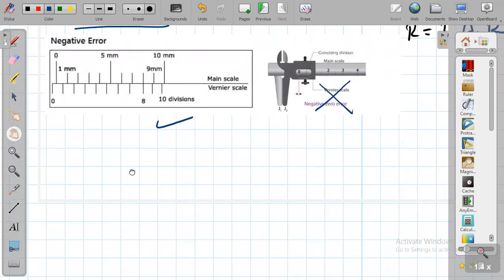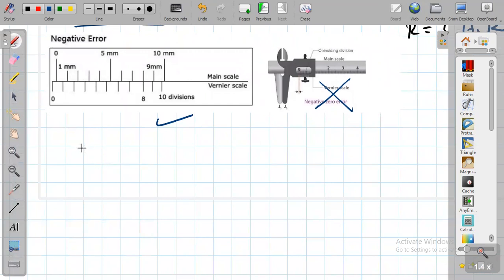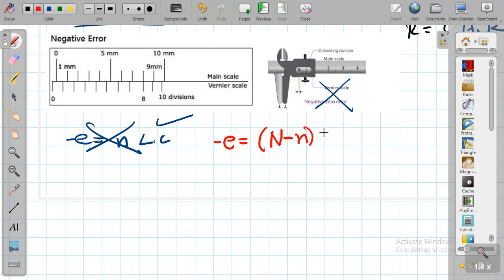The zero error calculation formula for negative zero errors is as follows. You can't take it like the previous reading, n times least count. If you use that for this one, it's wrong, because the setup is completely different. So the negative zero error is going to be something like this: N minus n times least count. Mostly I have seen many students just wind up with the previous equation, which is completely wrong for the negative zero error.